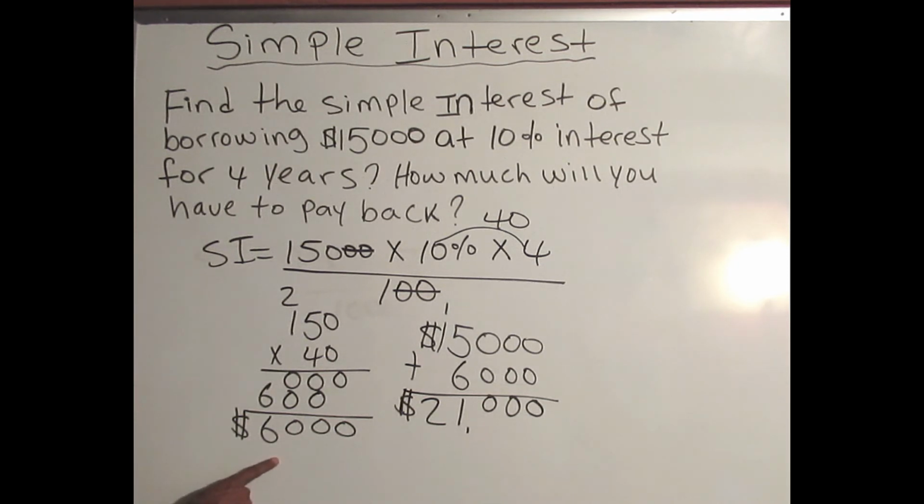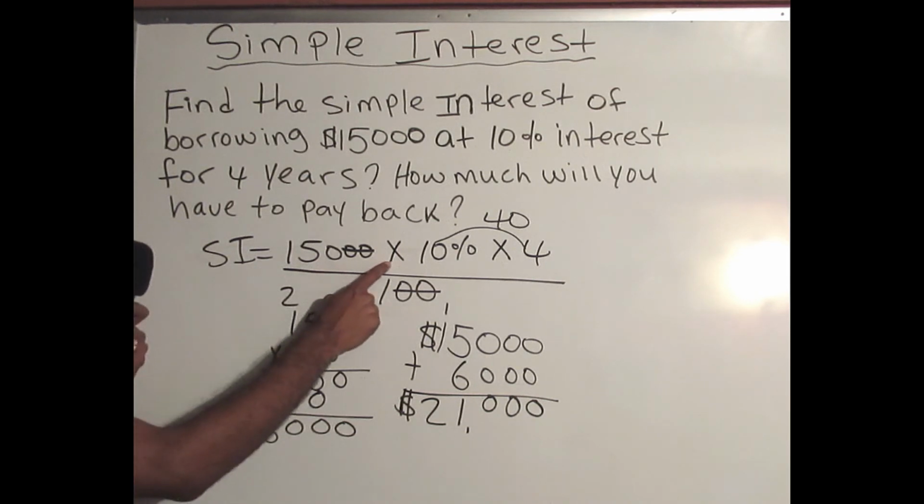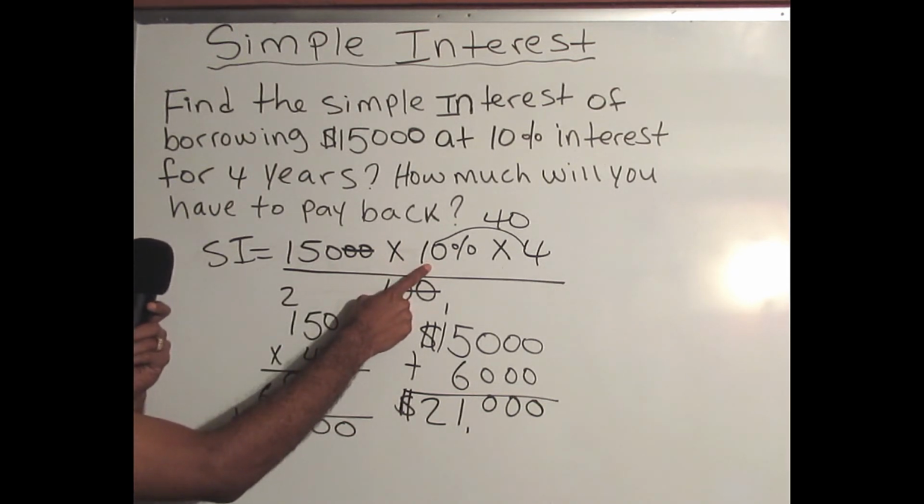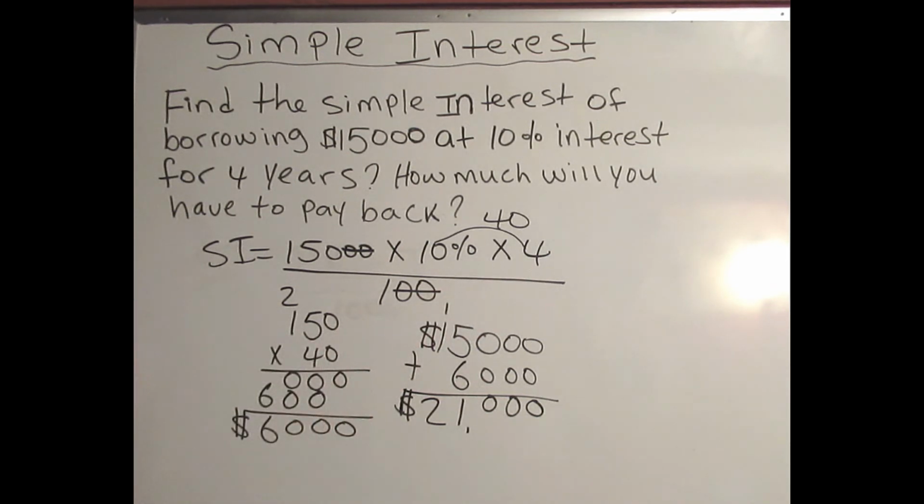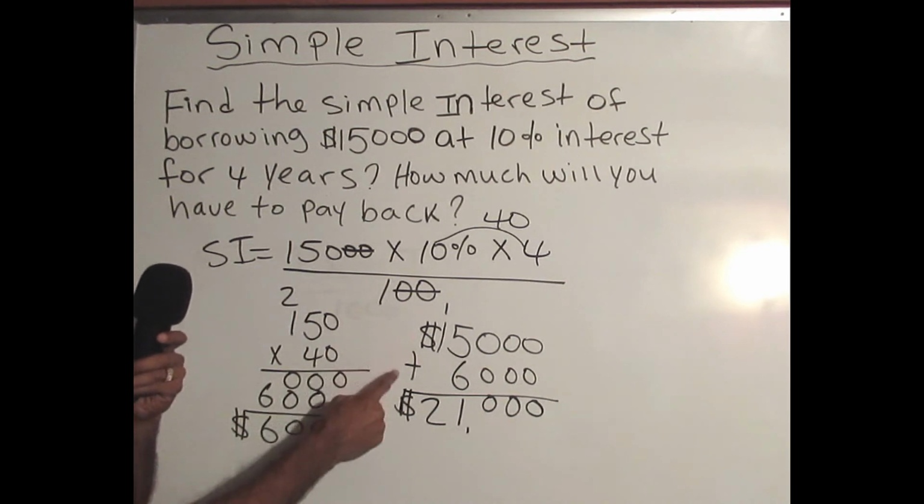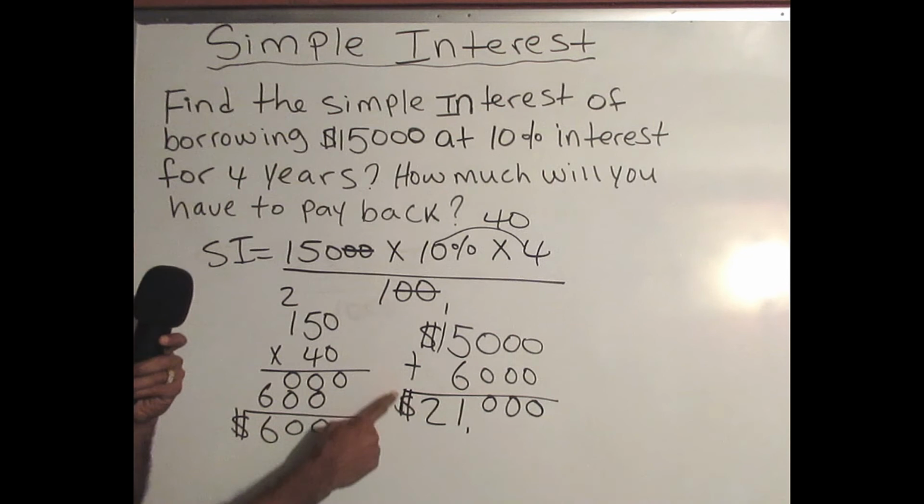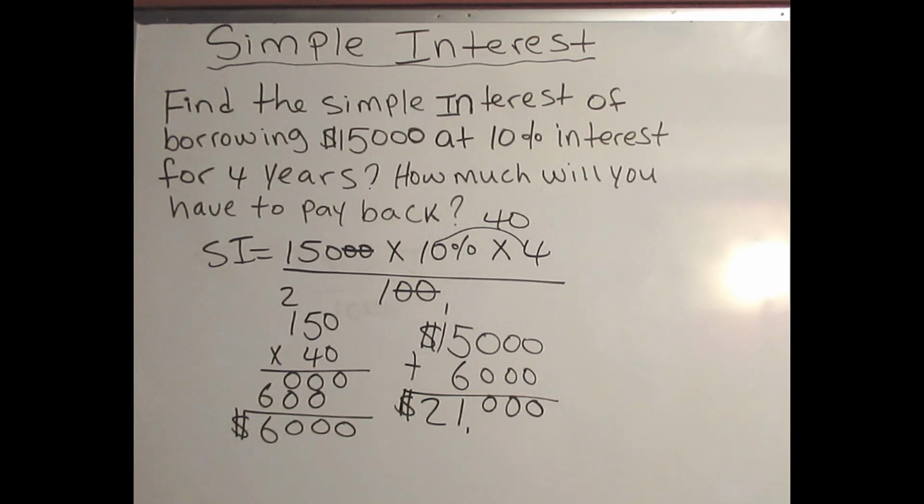So again, how did we get the $6,000? It's $15,000, which is your principal, times your rate, which is 10% interest, times the 4 years divided by 100. And that gave us $6,000. And in order for us to find how much we will pay back the institution, remember when we went to borrow, we borrowed $15,000 plus the $6,000 interest, which is a total of $21,000.